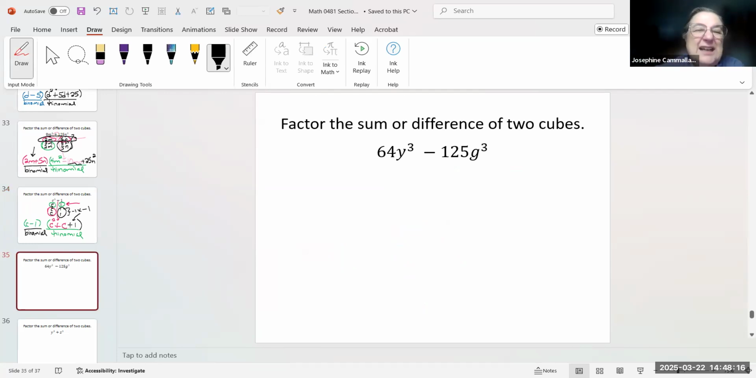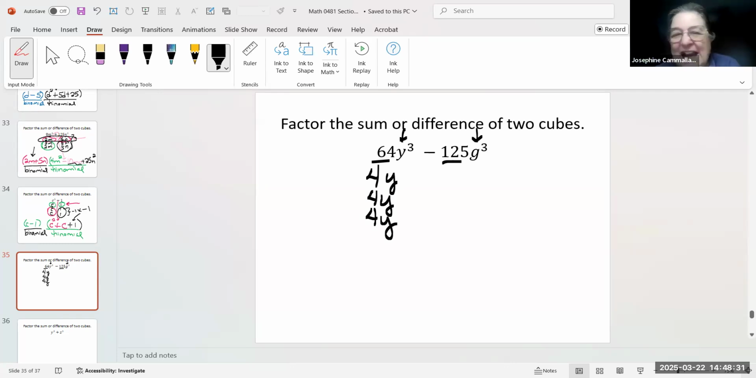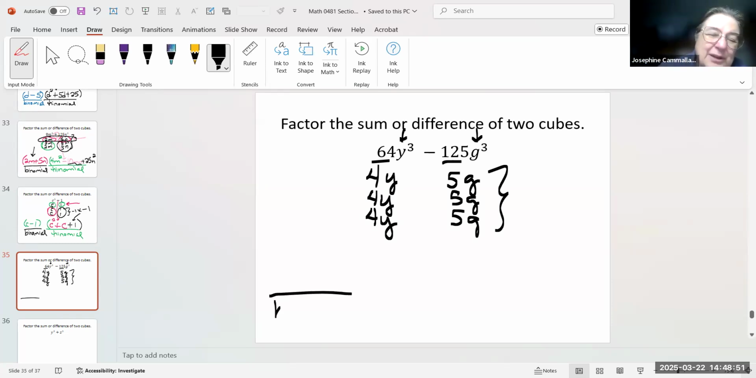Now, 64, 125. Now notice these are cubes, which is 4y, 4y, 4y. 64 has got to have 3 identical factors, the same as 125 and g. This is the hardest part of it. And then you just have to know the pattern.